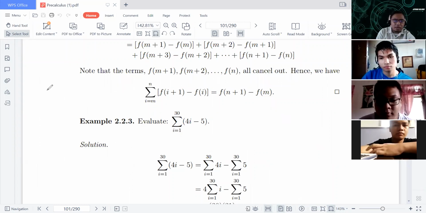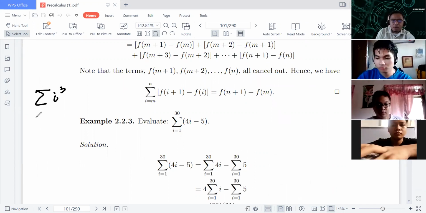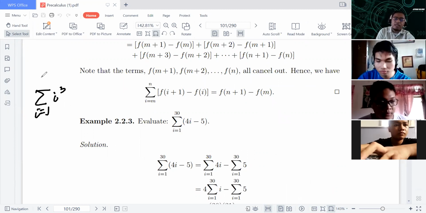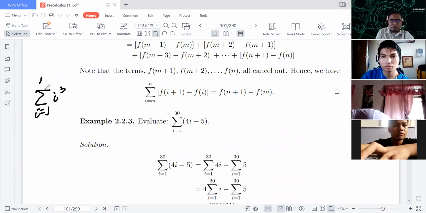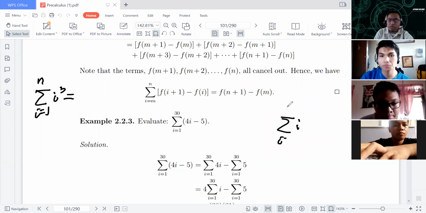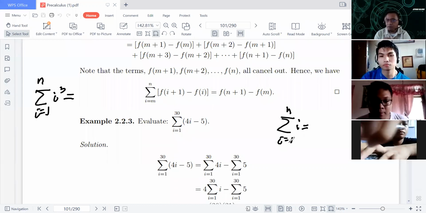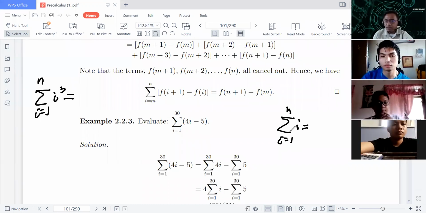Let us have the next formula. How about if I have the summation of i cubed, where i ranges from 1 until, say, 10. In that case, class, the formula is simply something like the square of your summation of i where i ranges from 1 until n. Can you answer? If you remember, say the formula.